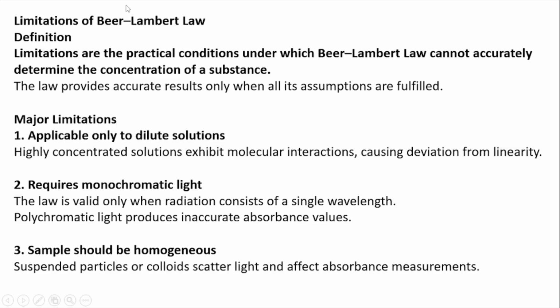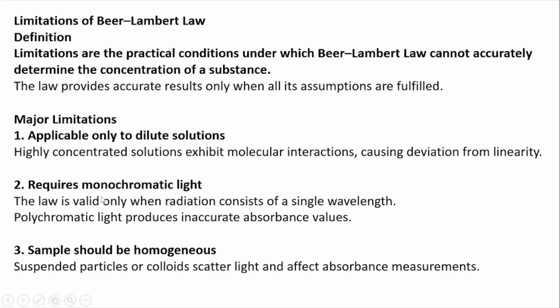Next are the limitations of Beer's-Lambert's law. A limitation is a practical condition under which Beer's-Lambert's law cannot accurately determine the concentration of the substance. The law provides accurate results only when all its assumptions are fulfilled. The major limitations include: first, it is only applicable to dilute solutions, because as we learned in the derivation, a highly concentrated solution exhibits molecular interactions causing deviation from linearity.